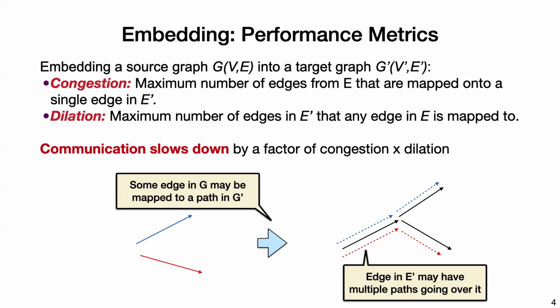Good question. It's a bit complex because, like I said, an edge does not necessarily map to another edge. It may map to a path in G prime. And whether or not you have a path, an edge in E prime may have multiple paths going through it. And that's just congestion.